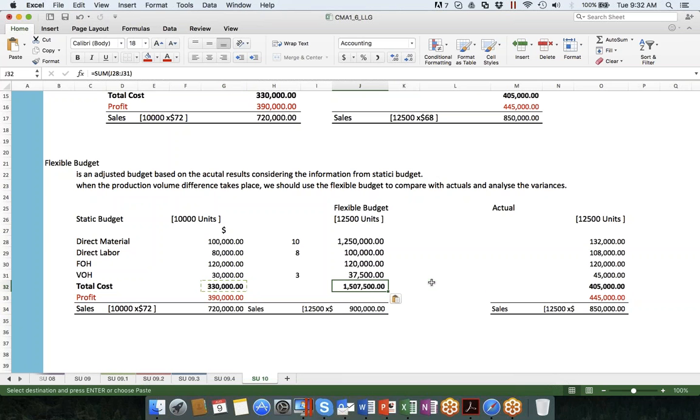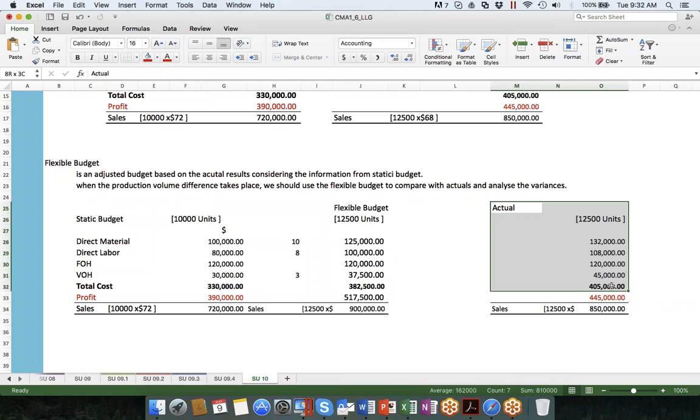Total cost should have been this much, 1,382,500. So the profit should have been 517,500. Why 445,000? Listen carefully once again.